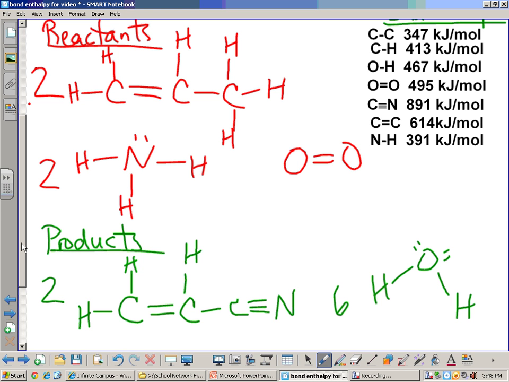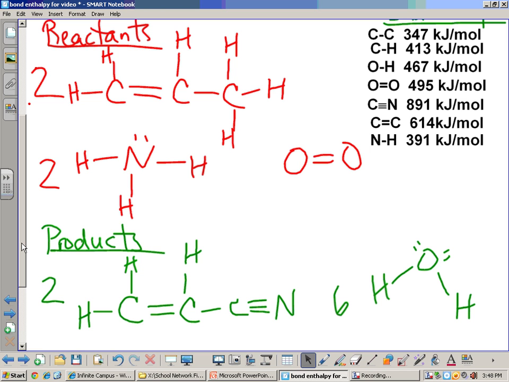What are the bonds that are different? You could simply assume that you're going to break absolutely all of the bonds in the reactants and you're going to form absolutely all the bonds in the products. You could do that and do that math and get the correct answer. However, that's not the way chemistry works. You don't break all the bonds in the reactants and form all the bonds in the products. You only break certain bonds and you only form certain bonds.